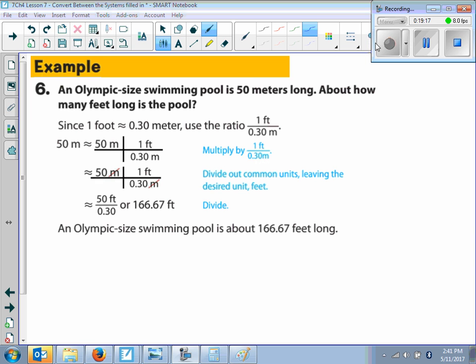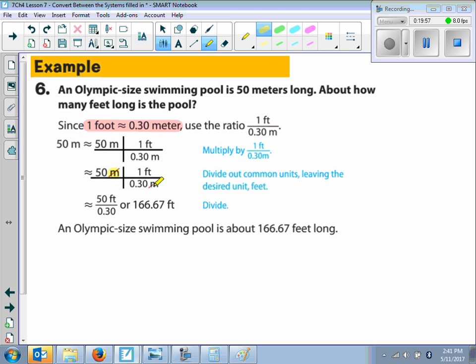All right. For the final example here, it says an Olympic-sized swimming pool is 50 meters long. We want to know about how many feet long is the pool. So here, the conversion that they are giving us is 1 foot is approximately equal to 0.30 meters. So this is the ratio that we're going to use. So we're starting off with 50 meters. 0.30 meter is going to go down in the denominator so that you can see that meters and meters will cancel, and that's equal to 1 foot. That goes in the numerator.